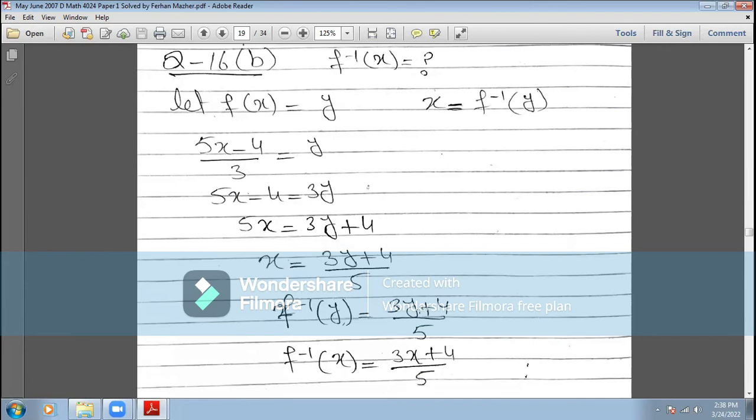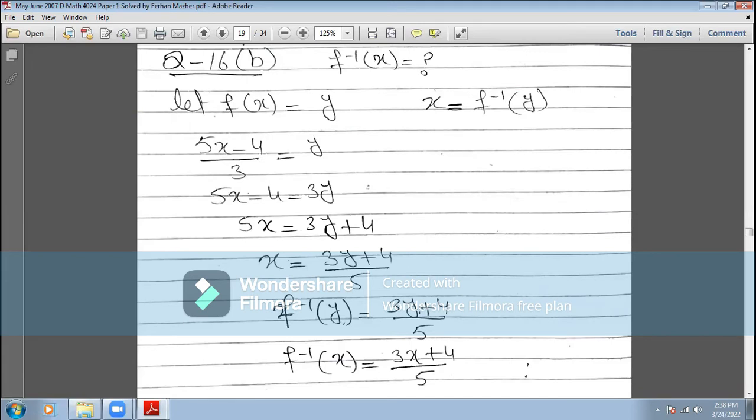Okay, so question number 16, the B part, where we have to find the inverse of this function. Let f of x equal y, so it means x equals f inverse of y. In place of f of x, I will put the formula: 5x minus 4 divided by 3 equals y, and then I will make x the subject of the formula. So you will have 5x minus 4 equals 3y, 5x equals 3y plus 4, x equals 3y plus 4 divided by 5.